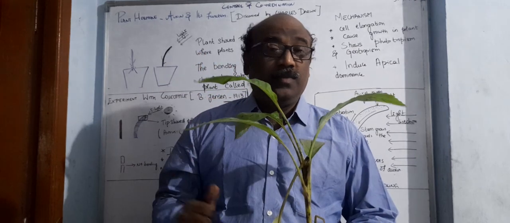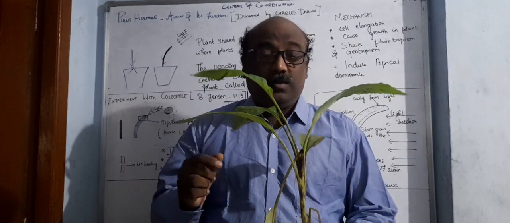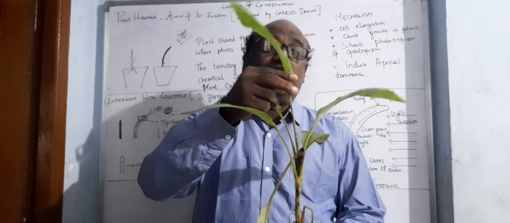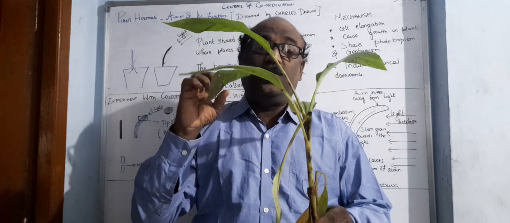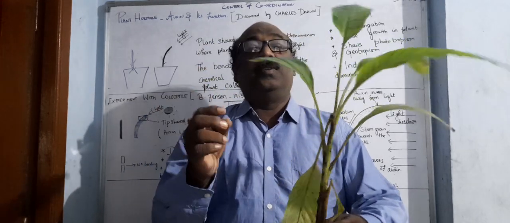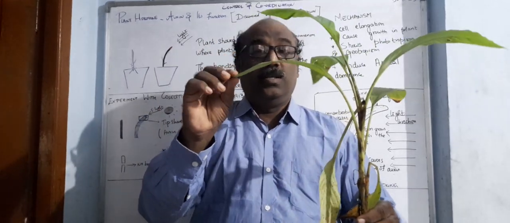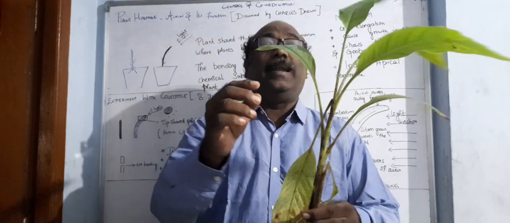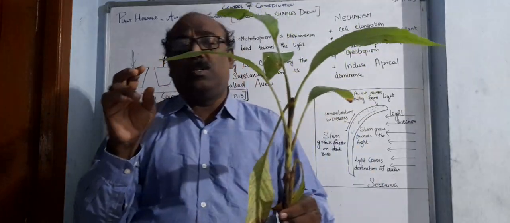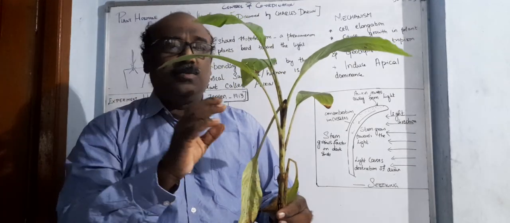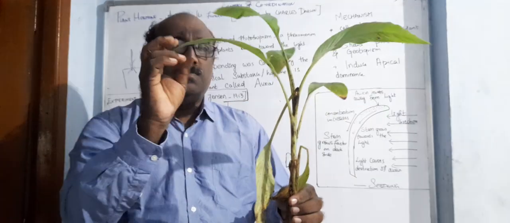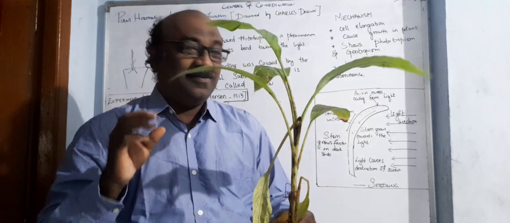Very good. See, now, if you see, this is moving towards the light, which means it has to grow straight. But you can see all the leaves used to bend like this. You can see it used to bend like this. Have you ever thought why it is bent like this? Why the leaf is not straight, it is bent? There is a reason for that.